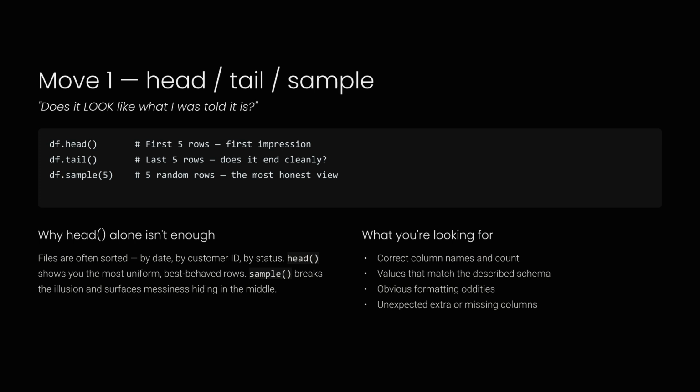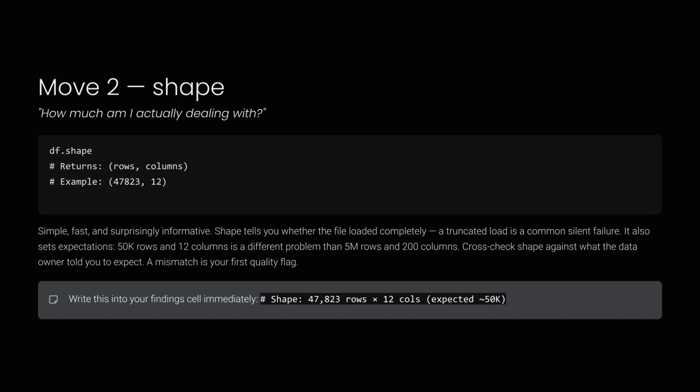Move 1 involves head, tail, and sample. Using these together gives you a balanced view of the data, as head alone can be misleading if the file is sorted by a specific variable. Move 2 is checking the shape. This quickly validates if your file loaded completely and helps align your expectations regarding the scale of rows and columns before you begin your analysis.